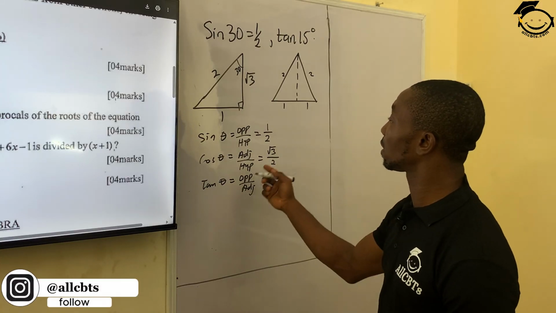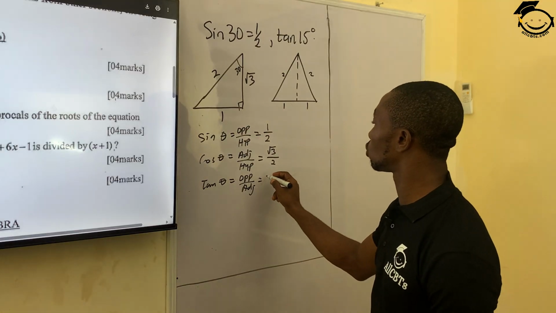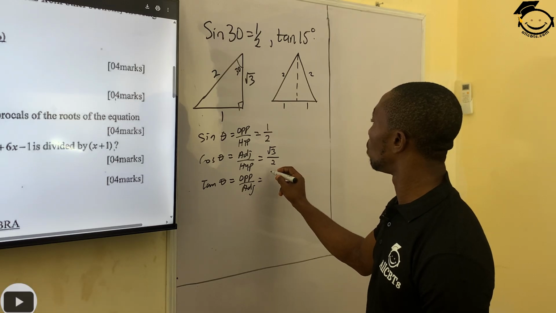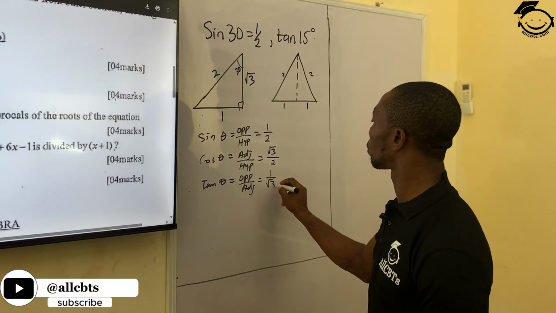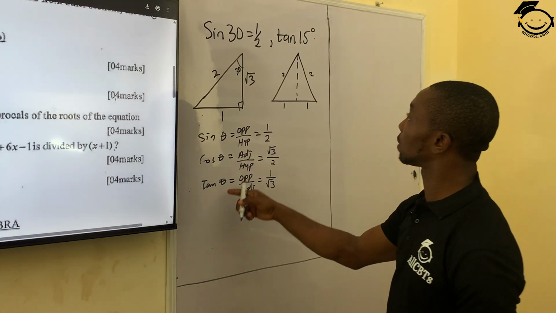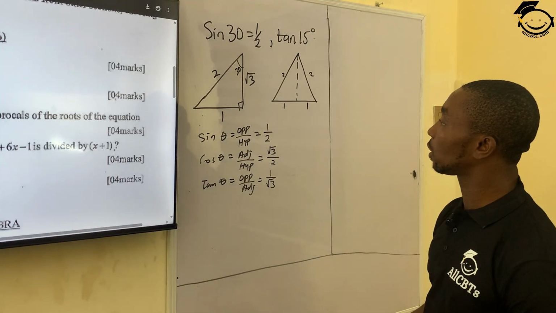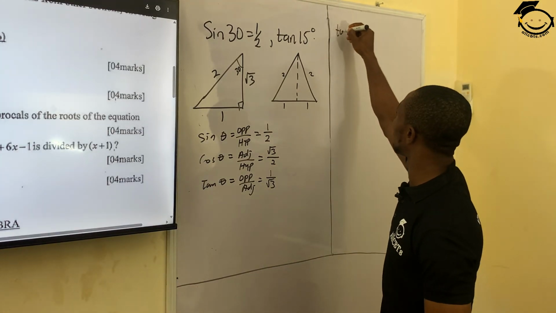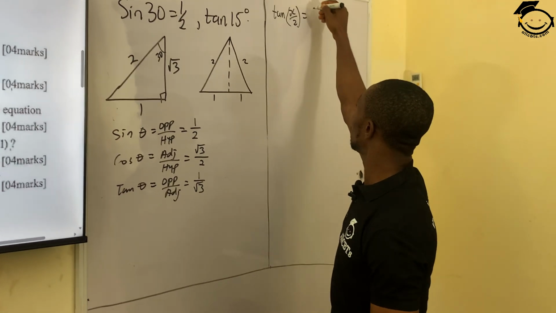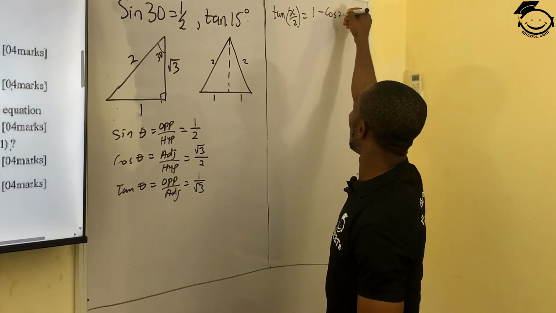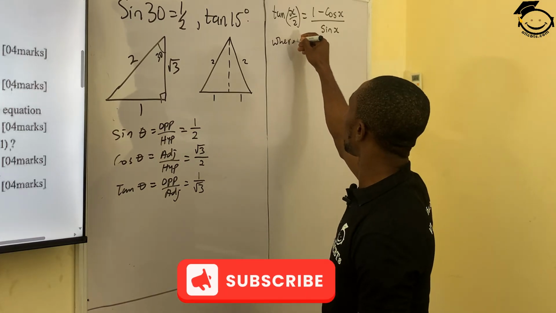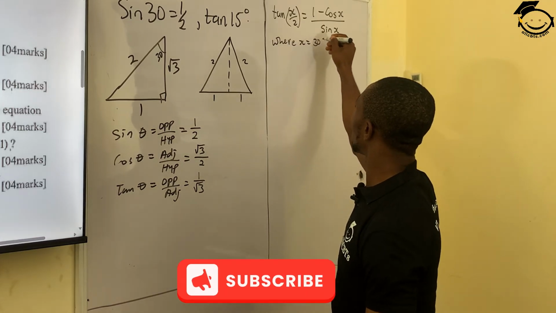Okay, then our tan 30 in this case is supposedly going to be 1 over √3. But now we are not looking for tan 30, we are looking for tan 15. In order to get tan 15, we have tan x over 2 equals to 1 minus cos x all over sine x, where x equals to 30 degrees.